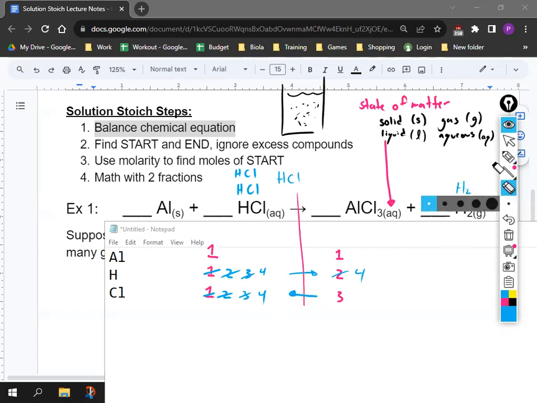All right, so let's fix up the Cls now. We obviously need to add more chlorines to the right side, but in order to do that, we have to add the entire compound AlCl3. And if we do that, we're going to have 2 aluminums on the right side, and we're going to have 6 chlorines on the right side as well. So a lot of adding.